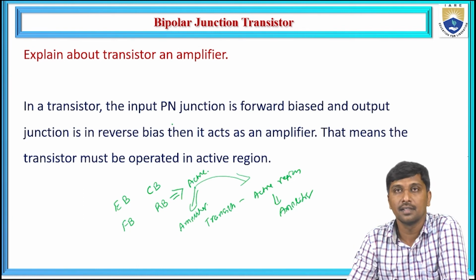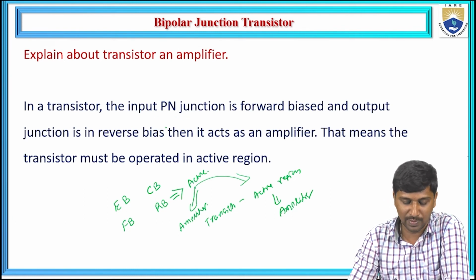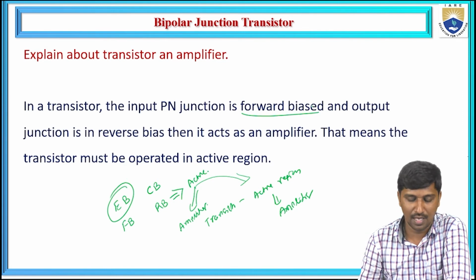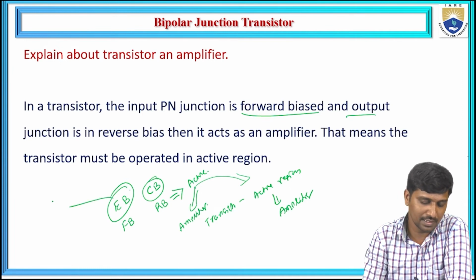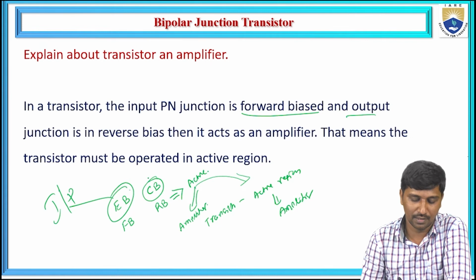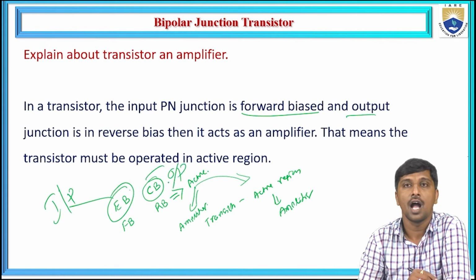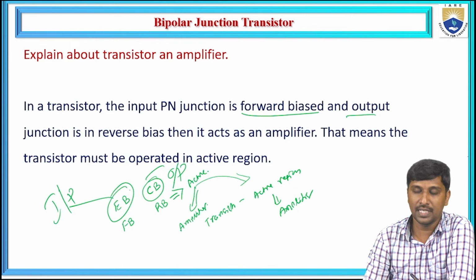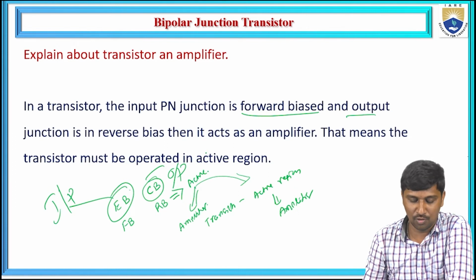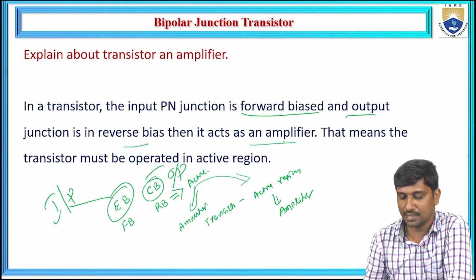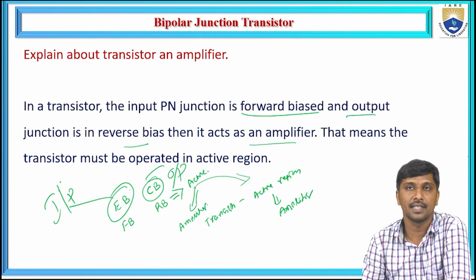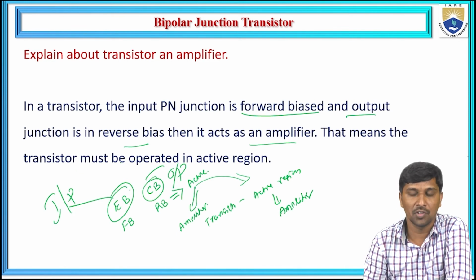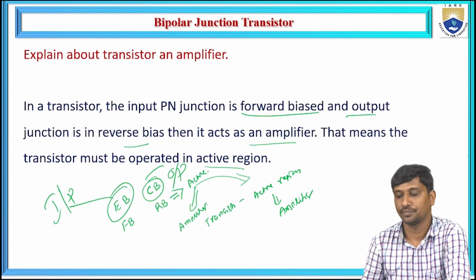In a transistor, the input, that is the PN junction, the emitter base junction, is forward biased, and the output junction, in a common base, is the collector base junction. Normally, the emitter base junction is called the input junction and the collector base junction is called the output junction. Hence, if the input junction is forward biased and the output junction is reverse biased, then it acts as an amplifier. So to satisfy this, the transistor as an amplifier must be operated in the active region.